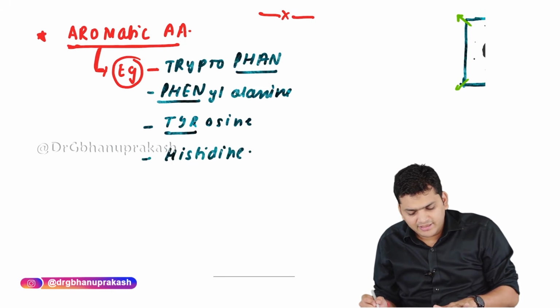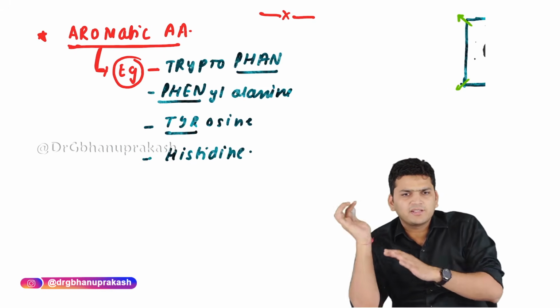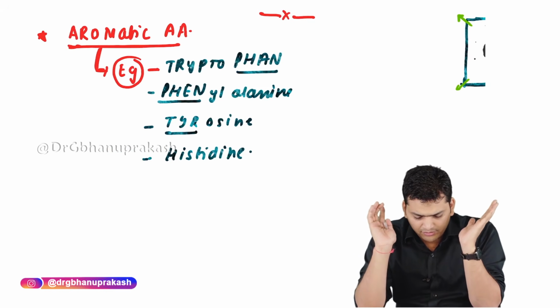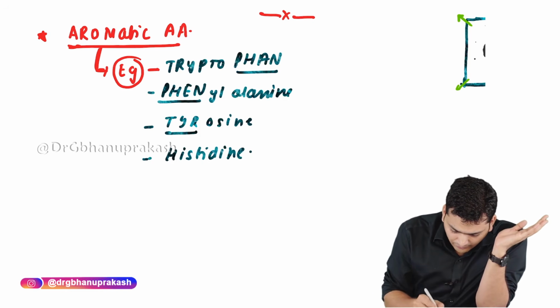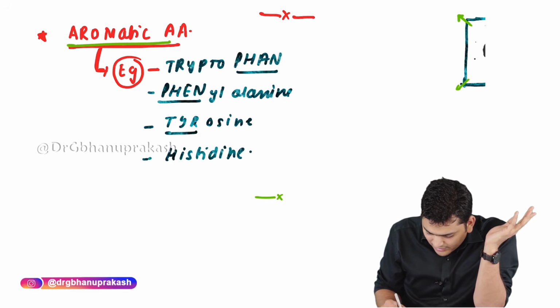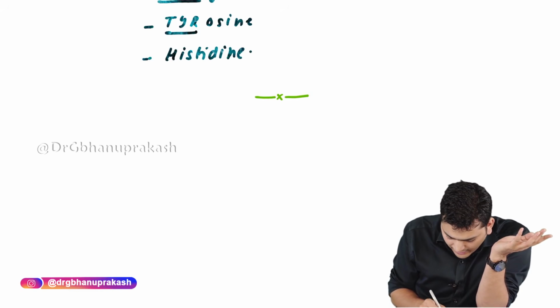So the first three you can easily remember by the mnemonic: fan in the name, and the smell is tyre. Tryptophan, phenylalanine, tyrosine. The fourth one is histidine. These are the aromatic amino acids we have. So this is one variety of amino acid. There is one more variety of amino acid, and that is referred to as derived amino acid.